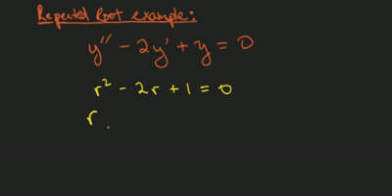Hopefully you can just see that's r minus 1 squared, but just in case you can't, the factors of 1 that add up to -2 are -1 and -1.